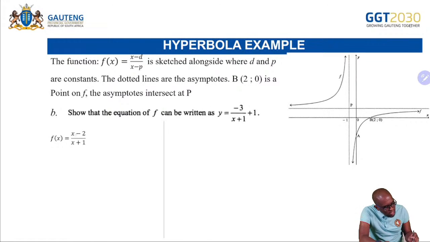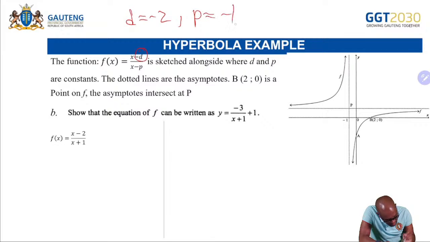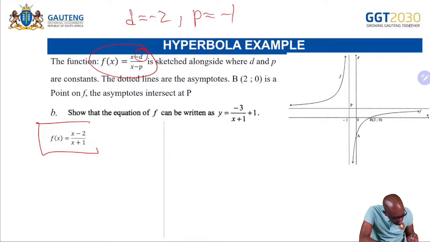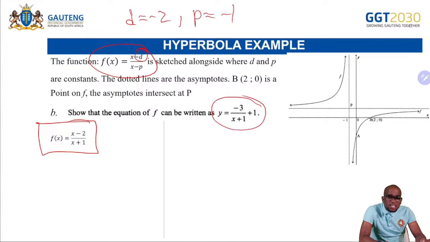Now if we check here, I started by substituting d that we calculated, we said d is negative 2 and p is negative 1. I started by substituting them here, so I get this equation there. That's the equation I'll be working from. So they say show that f can be written as y equals negative 3 over x plus 1, plus 1.